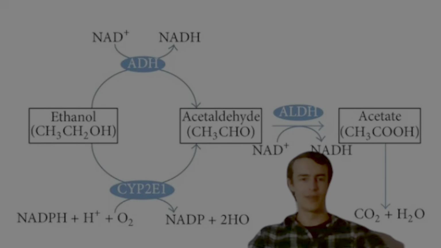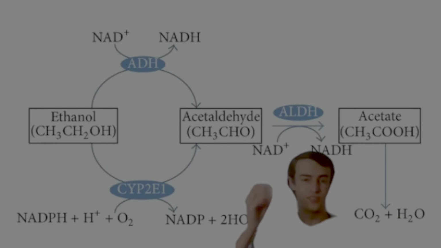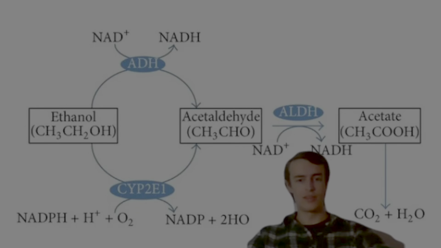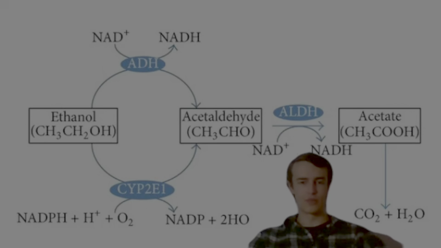Now, for this process, ethanol is either reacted with alcohol dehydrogenase or with the CYP2E1 protein, both of which need to be activated by turning NAD plus into NADH or NADPH into NADP plus, as you can see in the diagram. Now, both of these reactions would form acetaldehyde, which would then need to react with aldehyde dehydrogenase, which also needs to be activated by combining NAD plus and creating NADH. And this process would form acetate, which then can be used by the human body.